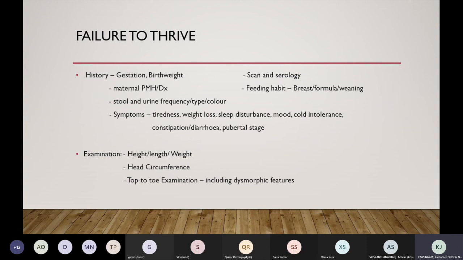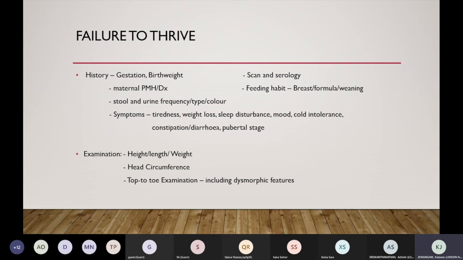General things that we normally ask: tiredness, weight loss, sleep disturbances, mood, cold intolerance, constipation, diarrhea, pubertal stages. Again, very important to determine whether the age and the pubertal stage correspond. Then for examination, you would do a head-to-toe examination, including looking for dysmorphic features, especially in newborns or babies. Head circumference, again more for babies and newborns. Height, weight, and length, plotted on the growth chart.